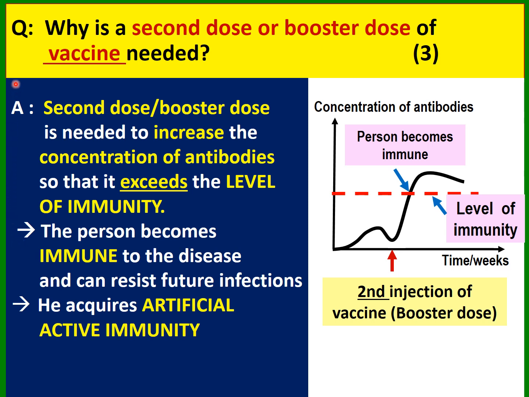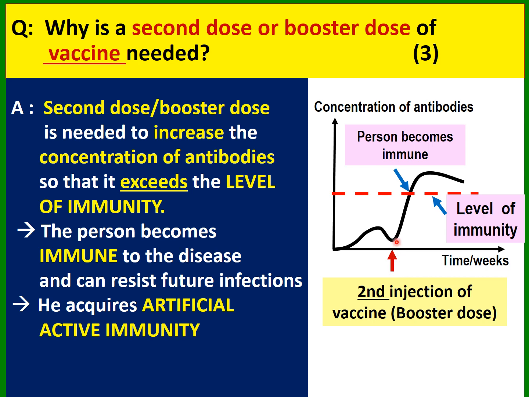Let us discuss a common exam question. Why is a second dose or booster dose of vaccine sometimes needed in the process of immunization? Referring to the graph here, we can see that 2 injections were given. In the first injection here, when the antigens were introduced, the lymphocytes were stimulated and started to produce the antibodies, the specific antibodies for the antigens. However, after some time, before reaching the level of immunity, the level of antibodies starts to drop. So a second injection of vaccine is needed to further stimulate the lymphocytes.